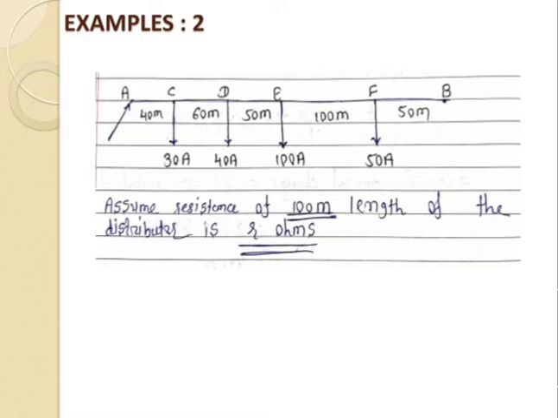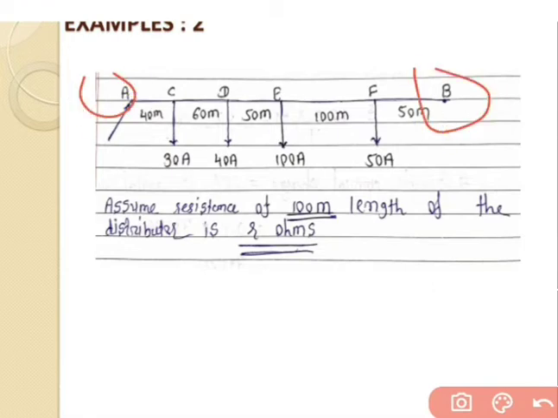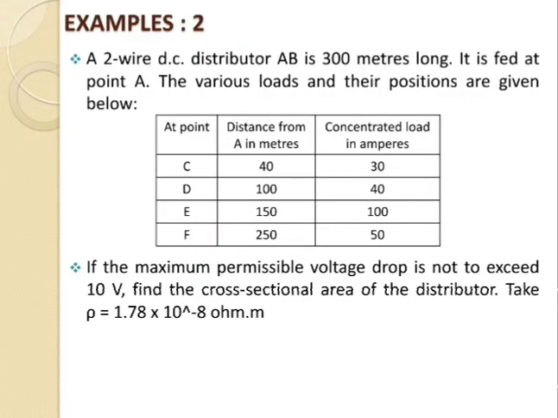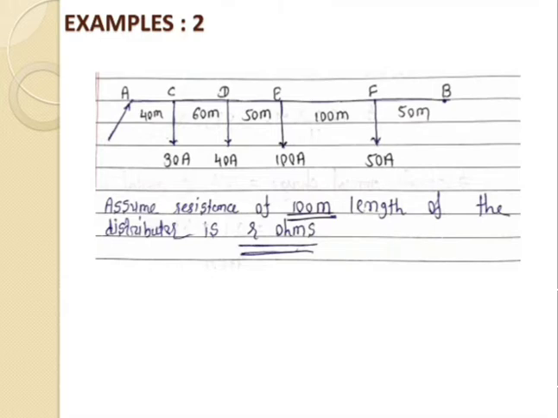Firstly, let's make a figure. Give the name of the DC distributor, that is AB, with a length of 300 meter, given in the problem. There are 4 tapping points C, D, E and F, and each tapping point has a load given in the problem: 30 ampere, 40 ampere, 100 ampere and 50 ampere.